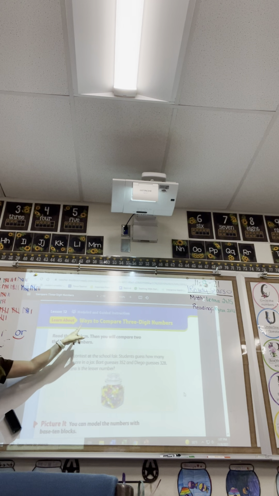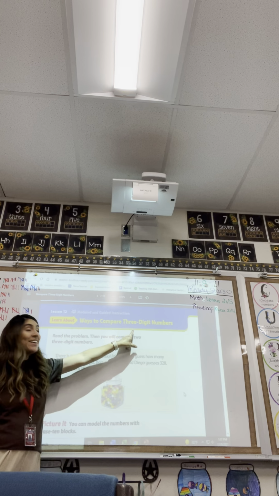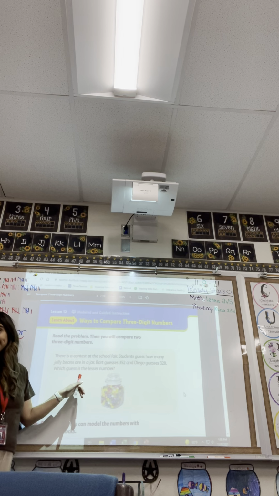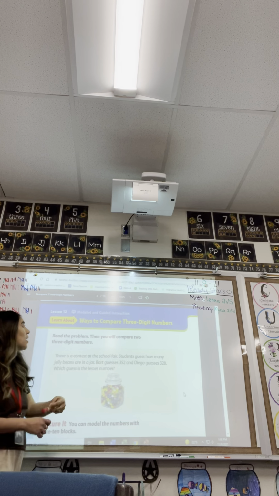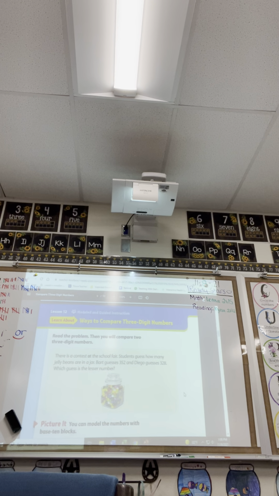We're going to learn about ways to compare three-digit numbers. Remember, compare means to see: is it greater than, less than, or equal to? Sebastian. Read the problem, then you will compare two three-digit numbers. That's what we're going to be doing today, okay?